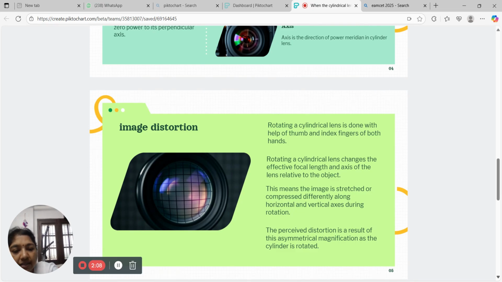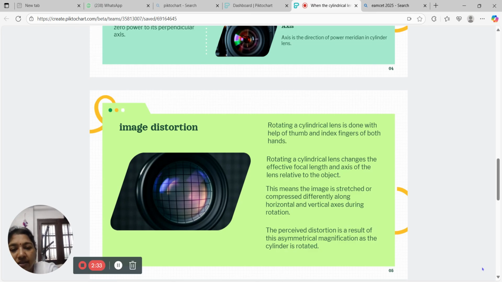What is the focal length? It is the distance from the lens to the focal point, where all the rays come and join at the focus. That is the focal point. And the focal length is the distance between the lens and that focal point on the principal axis.